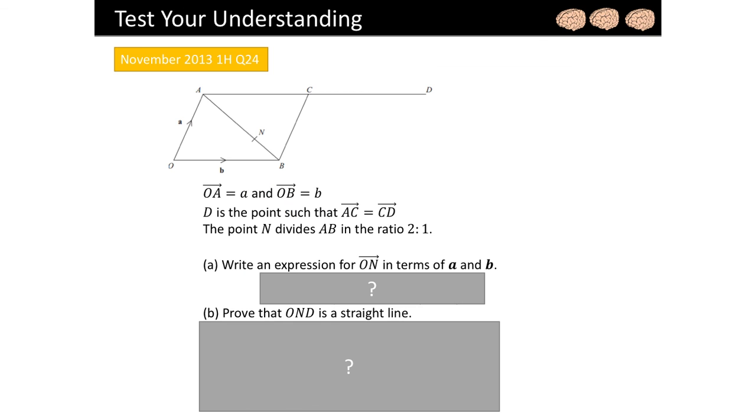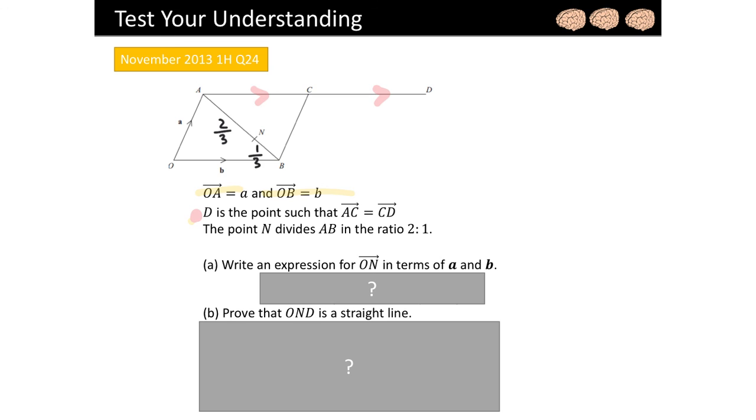Okay, here we go. Here is one for you to try your understanding. Write an expression for ON. So how do I get from O to N? What's the first step we need to do before reading the question? Highlight, we got everything. OA is A, check. OB is B, check. D is a point on AC such that AC equals AD. Okay, so we don't know that yet. However, we know that these two are equal, right? They'll be the same. The point N divides AB in the ratio 2:1. Okay. 2:1, 2 over 3, 1 over 3.